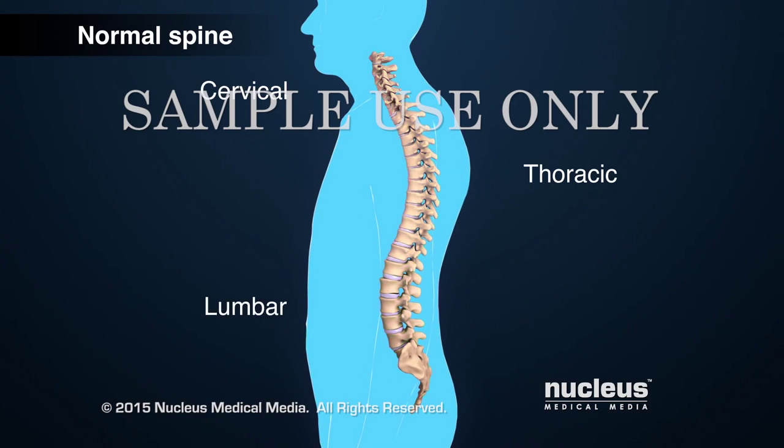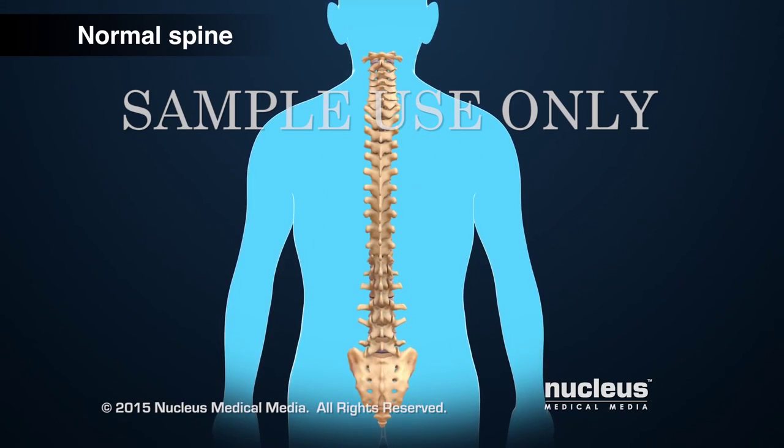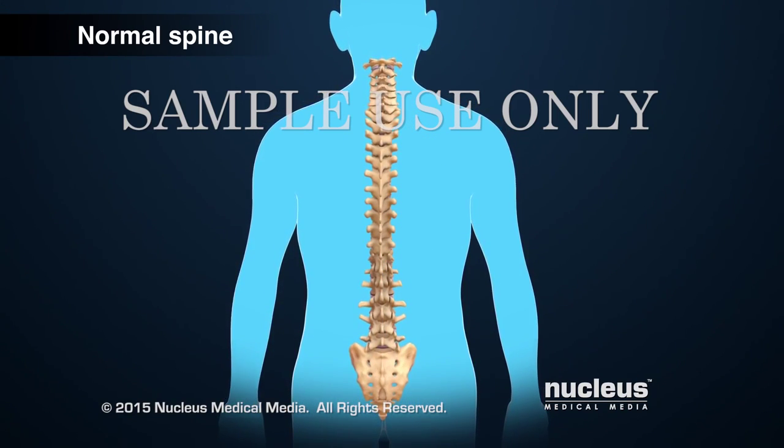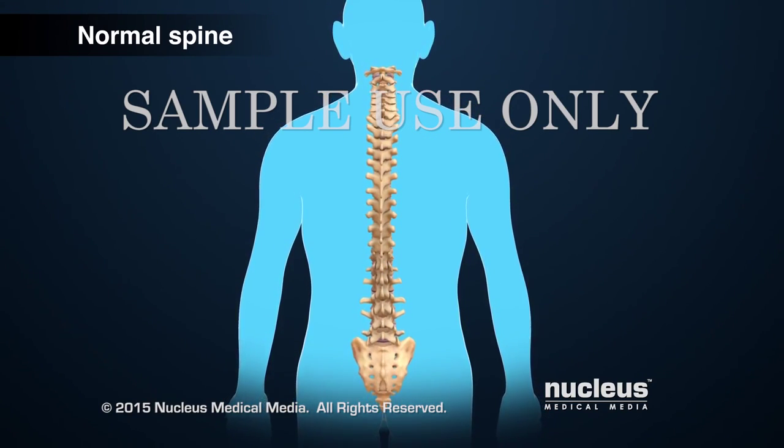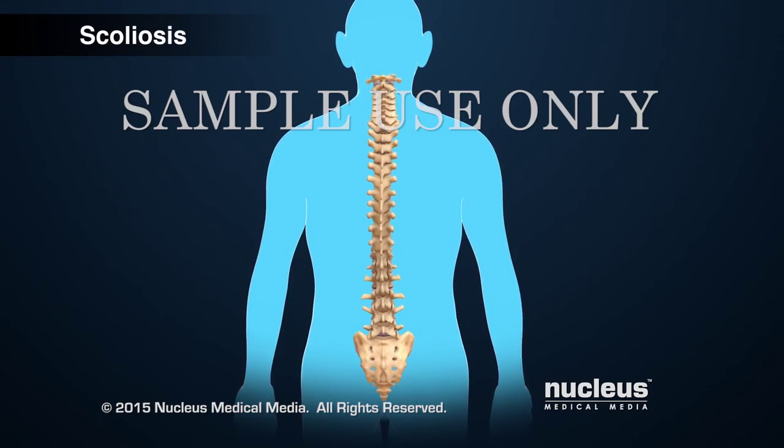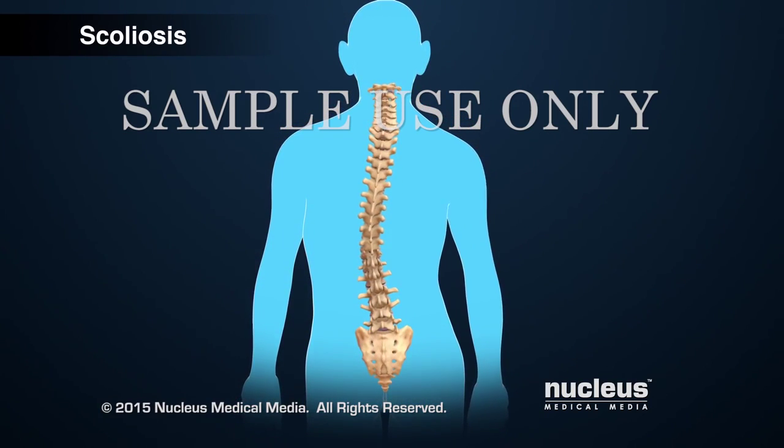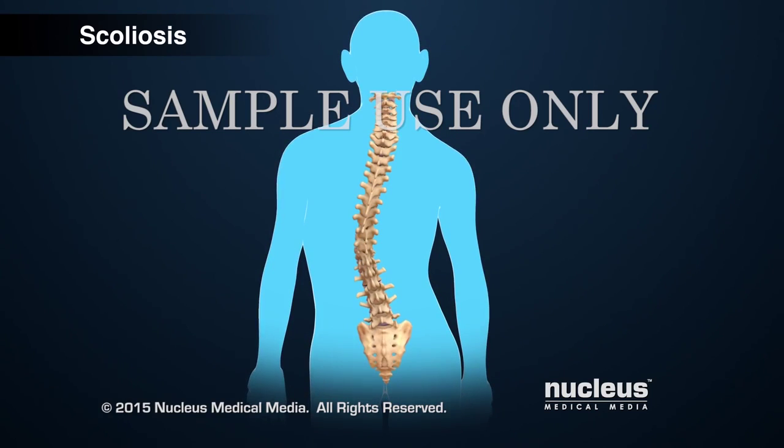Looking at it from the side, the spine normally has three curves: a C in the cervical spine, a reverse C in the thoracic spine, and another C in the lumbar spine. Viewed from behind, the spine should appear to be completely straight, up and down. Scoliosis is a condition where the spine has an abnormal side-to-side curve.